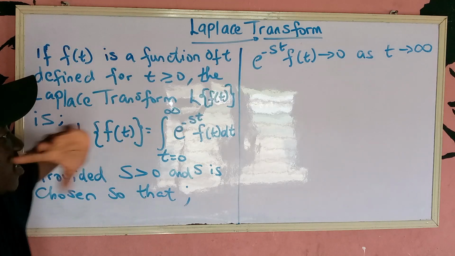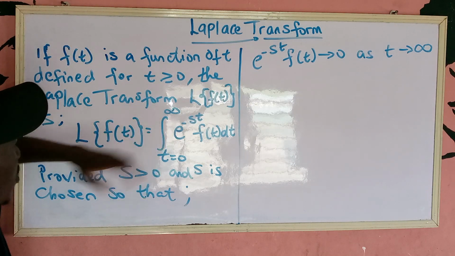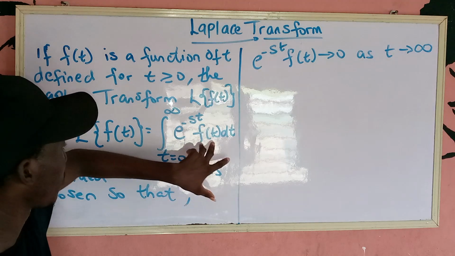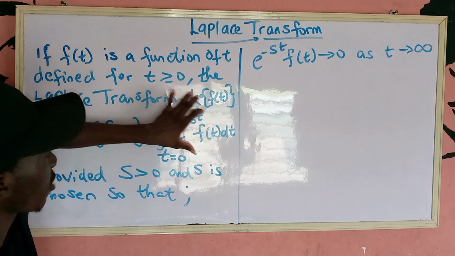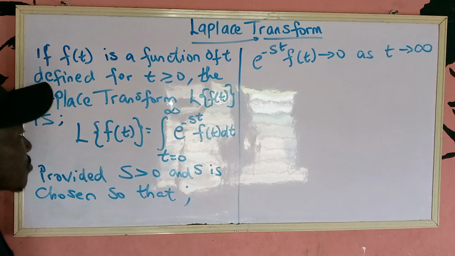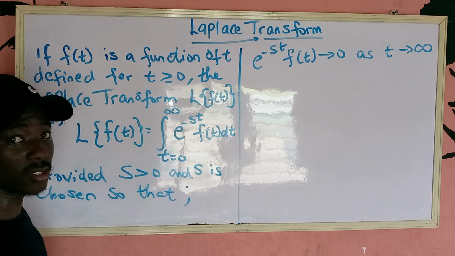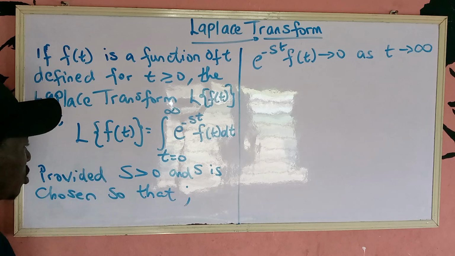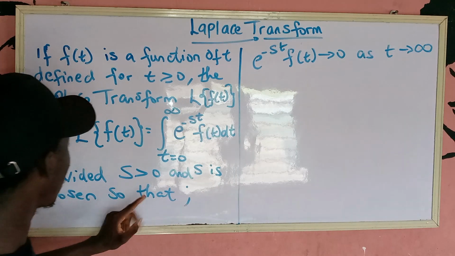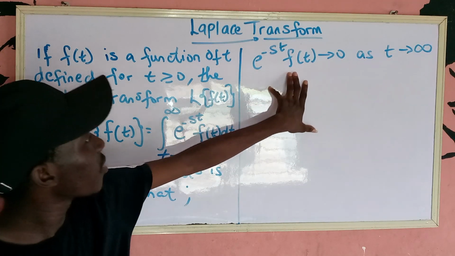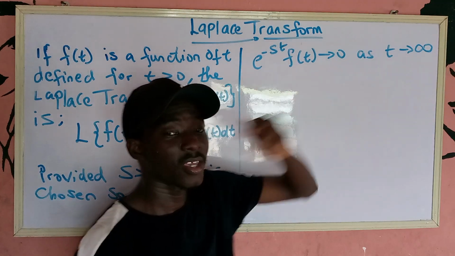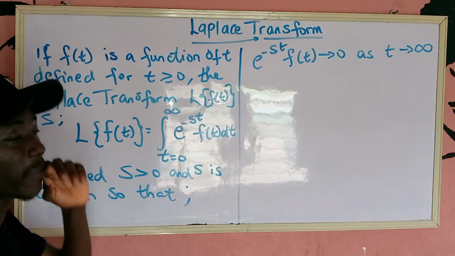a transform is defined as the integral of a function of time, a function of t, times e raised to power minus st, taking the integral from 0 to infinity. The s here is just a constant, and it's chosen in such a way that it is greater than 0 and making sure that the function here approaches 0 as t approaches infinity. So that is the definition of Laplace transform.